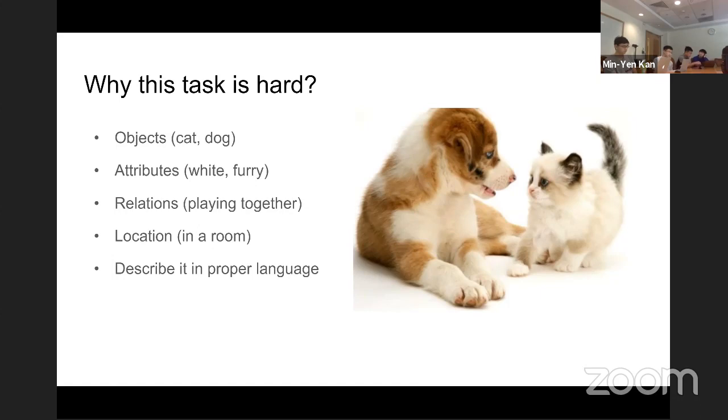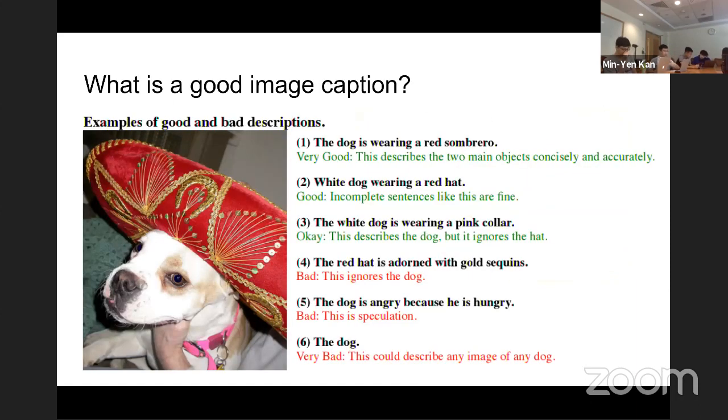Maybe in some cases you need some external knowledge to do some reasoning. For example, if you see a birthday cake in a picture, you may generate a sentence like who is having the birthday, something like this. This needs some common sense knowledge, not just the information from the picture. So that's the reason why this task is very hard and also interesting.